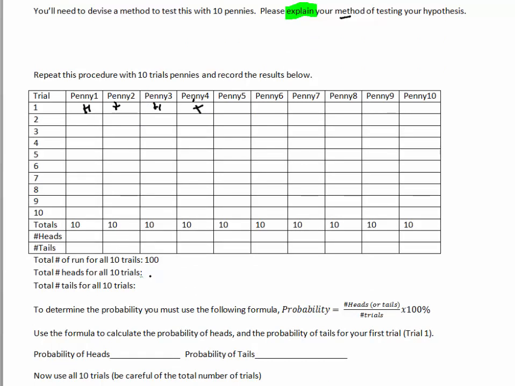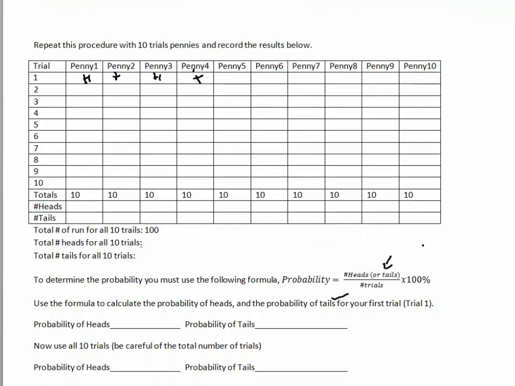And you're just going to add them all up. Total number of heads, total number of tails. And then we'll calculate the probability using this equation right here. It's pretty straightforward, number of heads over number of trials. So we're going to calculate our probability for 10 trials right here and 100 trials right here.